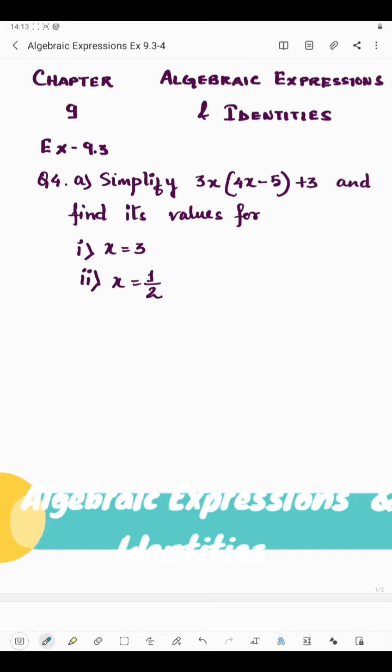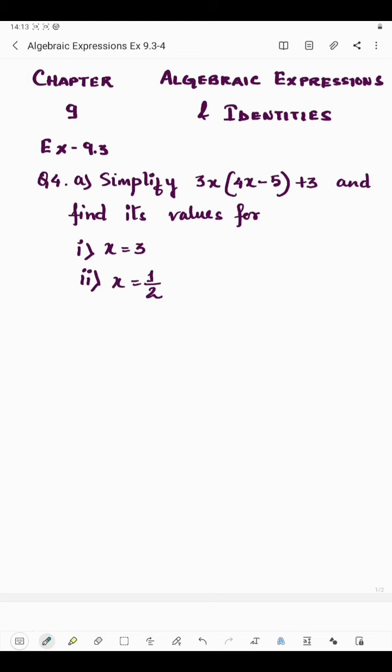Hello students, now I am going to start question number 4 of exercise 9.3. Question number 4 says: simplify 3x multiplied by (4x minus 5) plus 3 and find its value for x equals 3 and x equals 1 by 2. So in the first part we have 3x multiplied by (4x minus 5) plus 3.